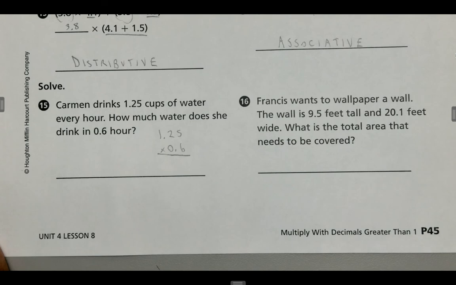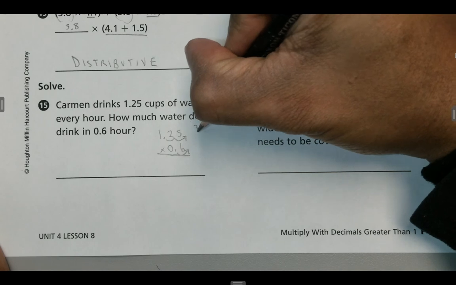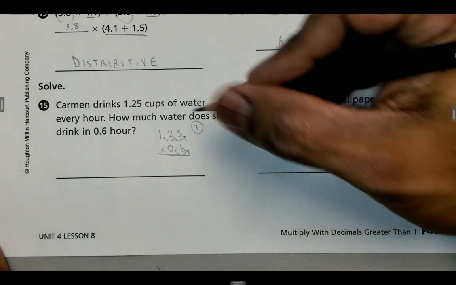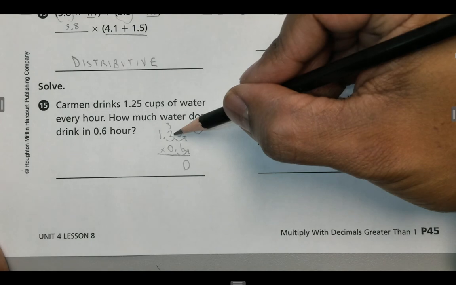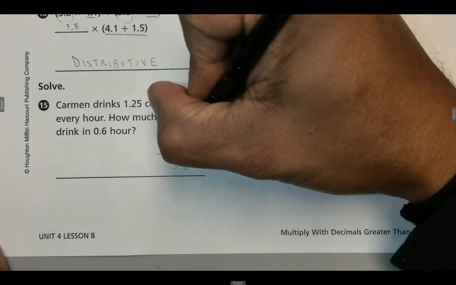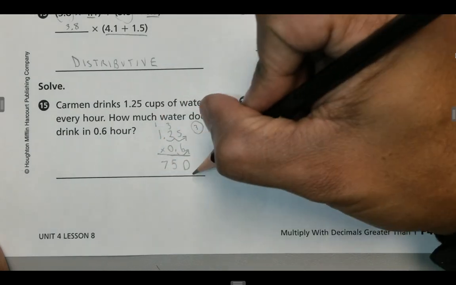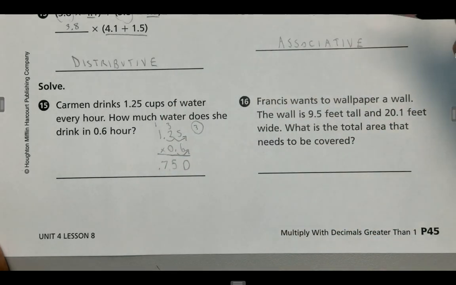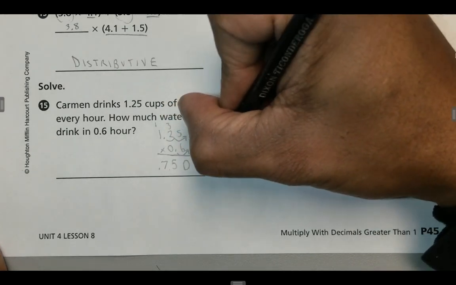Let's clear out the decimal points. 3 pushes will do it. Solve it using 125 multiplied by 6. 6 times 5 is 30. 0 comes down, 3 gets carried. 6 times 2 is 12, plus the 3 is 15. 5 comes down, 1 gets carried. 6 times 1 is 6, plus the 1 is 7. Now come in from the end 3 places. And this is how much water she drinks in 6/10 of an hour. 750 thousandths of a cup.